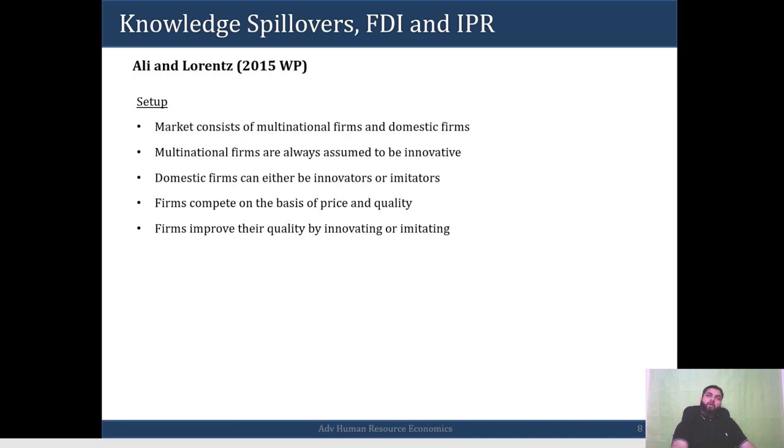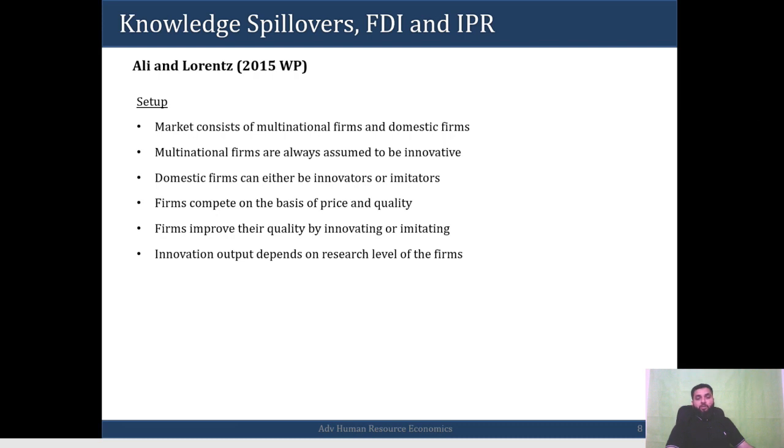Imitation can also result in improvement because, for example, if I was producing something before, but I learned that my competitor is producing this product by using a different kind of input, I could actually exactly copy his method and improve my own product. So it will not be innovation because I'm copying his knowledge, but it will be an improvement in my quality because I'm applying that knowledge to my own production process.